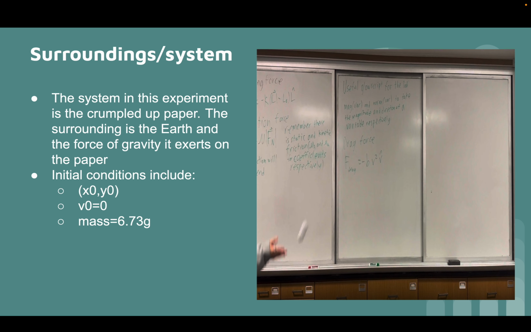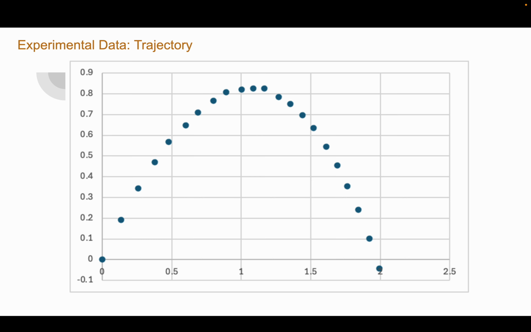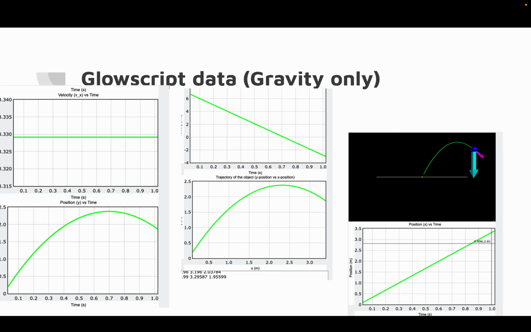The system in this experiment is the crumpled up paper ball. The surrounding is earth and the gravity force that's exerted on the paper. Initial conditions are x0, y0, initial velocity equals 0, and mass is 6.7 grams. So this was our experimental data.